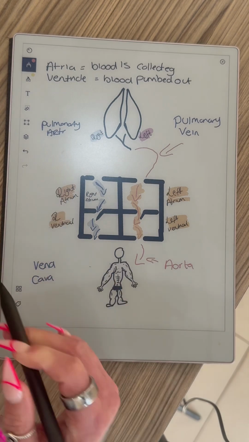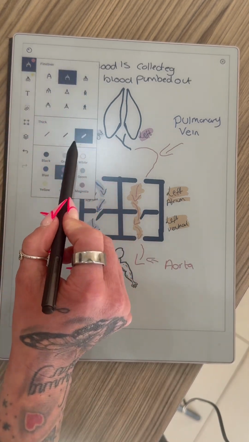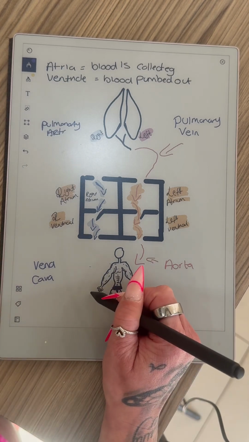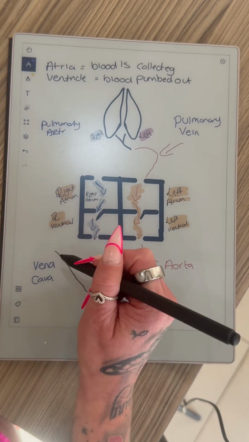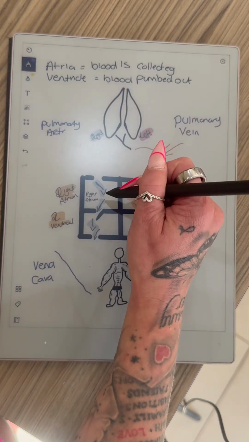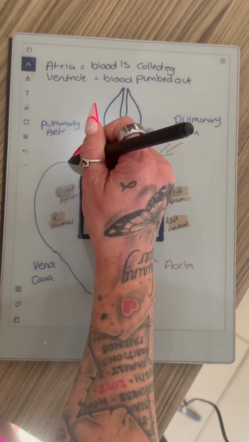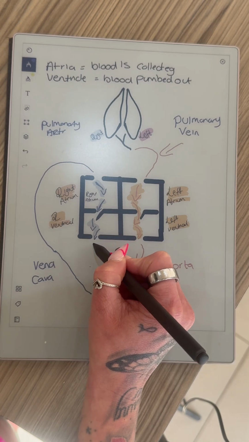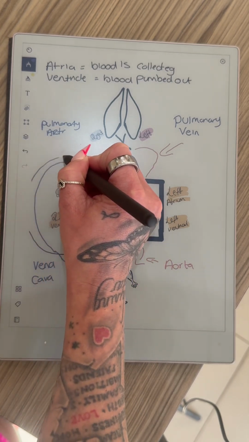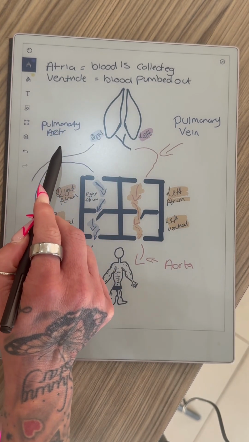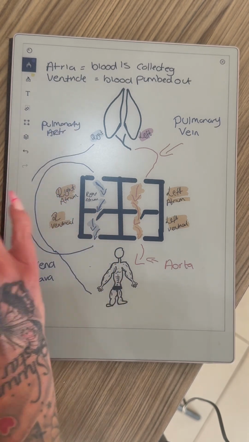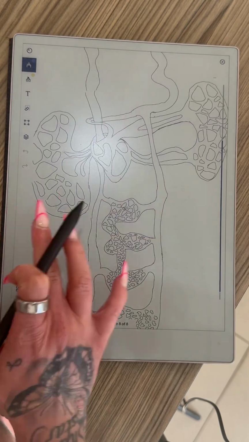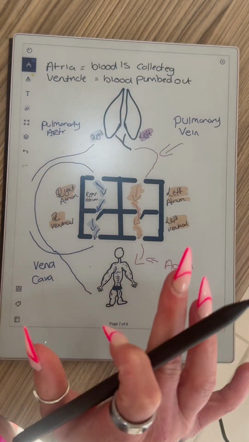Once the body's taken what it needs, we then make it blue because it's deoxygenated and we're getting rid of it. So it's going to come up and round. So remember, it has to go back into the top, so all the way around. So it's your vena cava, comes all the way back round, back into the pulmonary artery, which if you remember, artery is away, straight back into the lungs. And I think that is the last step.